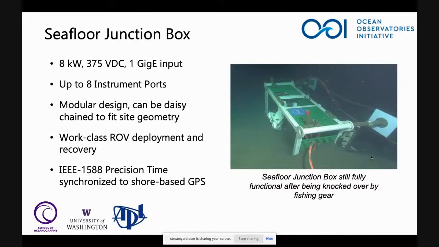So diving into the seafloor junction boxes, again, this is our secondary infrastructure that takes all the power and bandwidth that's being delivered by the primary infrastructure and then breaks it out into what instruments can use. It's a modular design. They can be daisy chained and again, made for ROV maintenance. So there you see a seafloor junction box that's had a rough day, probably a run-in with some fishing equipment, but is still operating 100%.